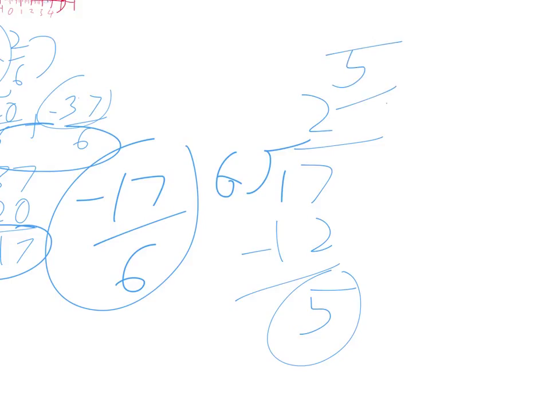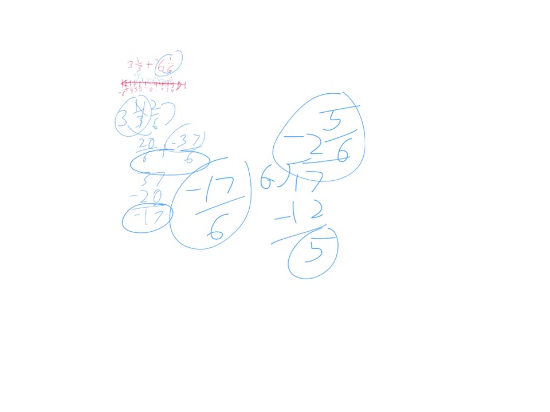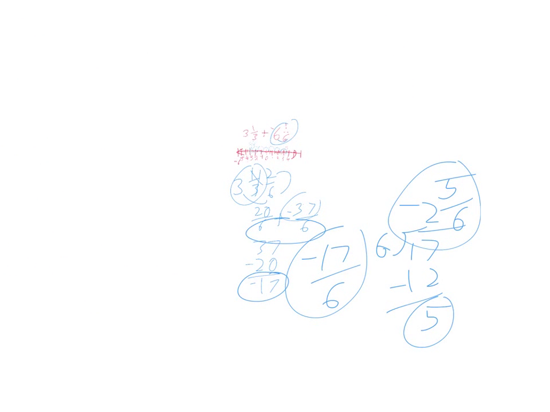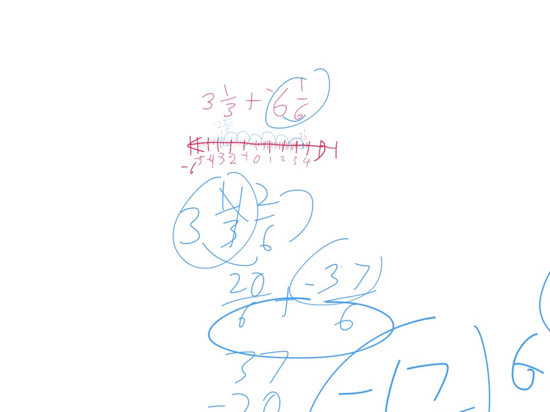2 and 5/6. And you know that's a negative. So your answer is negative 2 and 5/6. That's the way in which we use improper fractions to subtract. It's another way to do it without using the number line.